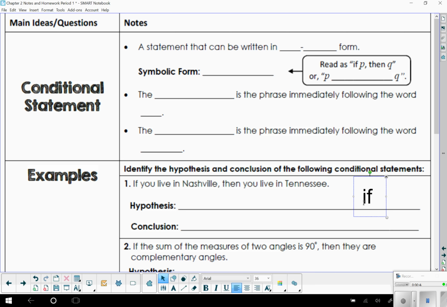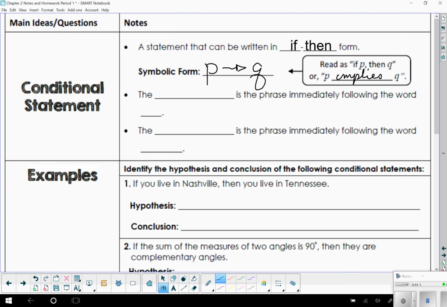A statement that can be written in if-then form is a conditional statement. The symbol for this is P to Q, and implies. So if P then Q, or P implies Q.